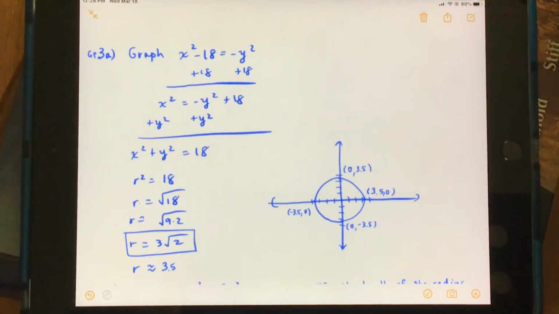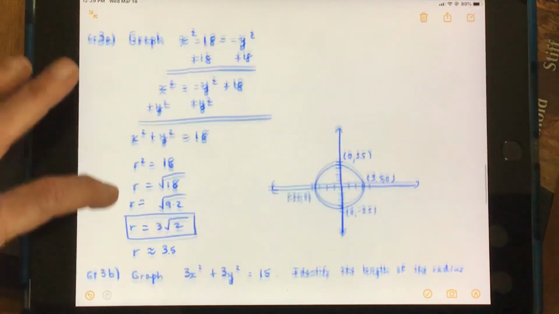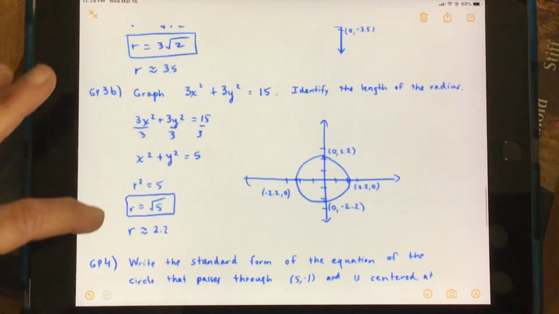So you see my graph at the right. I have placed my points 3.5 to the right, 3.5 up, 3.5 to the left, 3.5 down, labeled them with their correct ordered pairs, and drawn a beautiful circle through all 4 of those points, or as beautiful as I can make it. Okay, guided practice 3b.